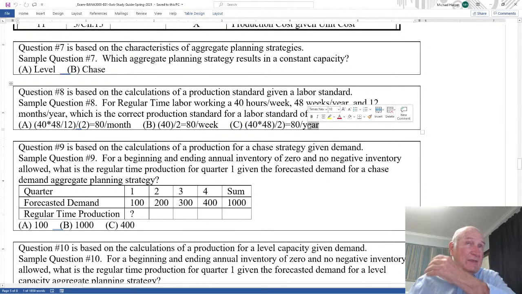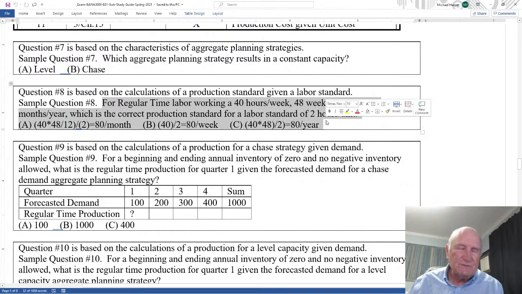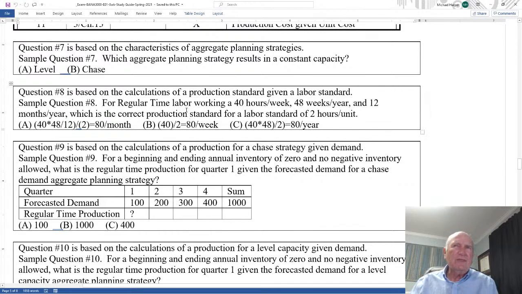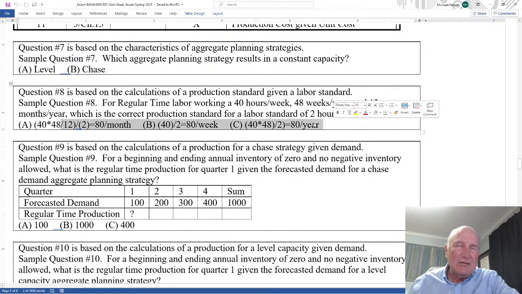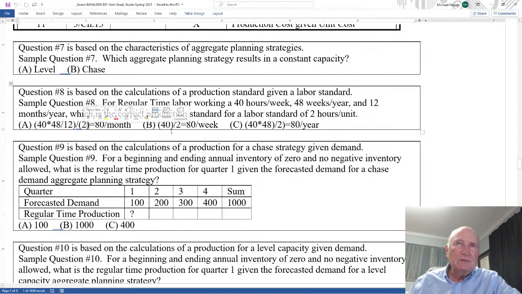Okay, and now again, this question is going to be just like this with different numbers. I think the wording is going to be the same too, just with different numbers. The first part here is going to be the same, but I'll have a different number here, and then different numbers down here. But notice the production standard equals the time standard divided by the labor standard. Notice it's divided by 2, divided by 2, divided by 2.